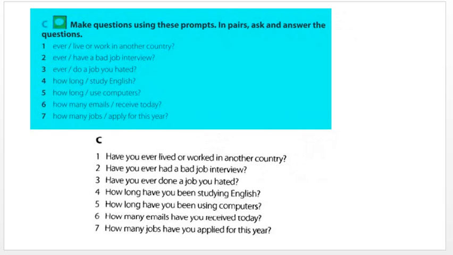Okay. Make questions using these prompts, ask, and answer the questions. Have you ever lived or worked in another country? Have you ever had a bad job interview? You can write it on a piece of paper. If you write it on paper, then here is the answer key for that.